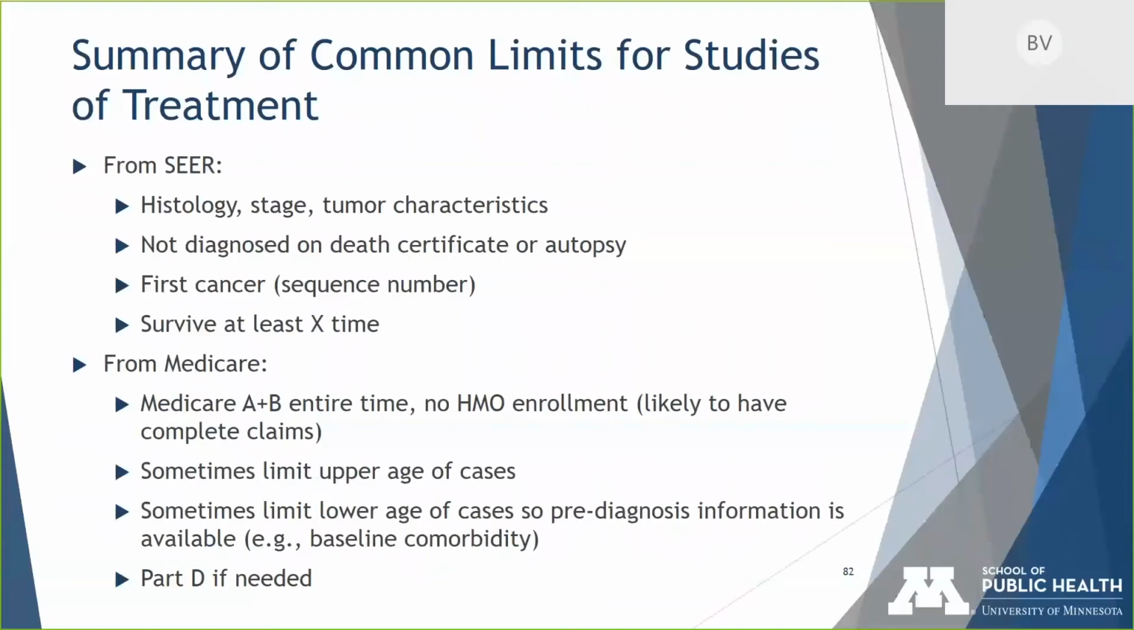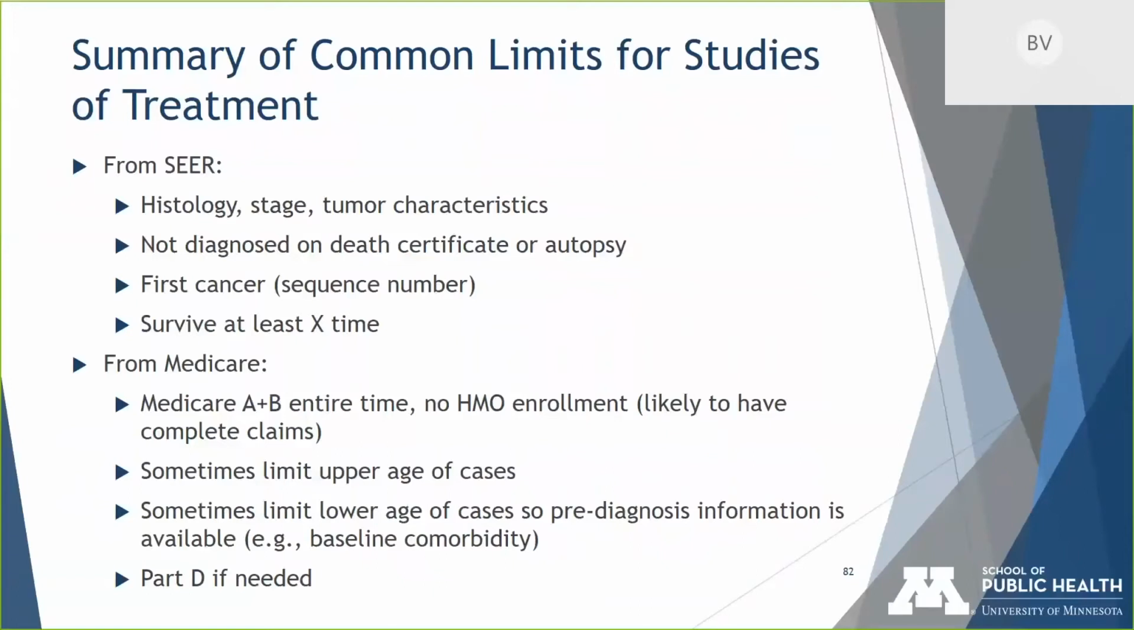So in terms of the SEER-based restrictions, again, there's a lot of great cancer-related fields that you can use in the PEDSF file, such as histology, stage, tumor characteristics. We typically want to limit our cohort to those that were not diagnosed on death certificate or autopsy. You may want to use the sequence number to narrow that down to a first cancer. And you may want to require that your individual survive, let's say, at least 3 months, so that they have the opportunity to receive treatment. Again, that's going to be study dependent.